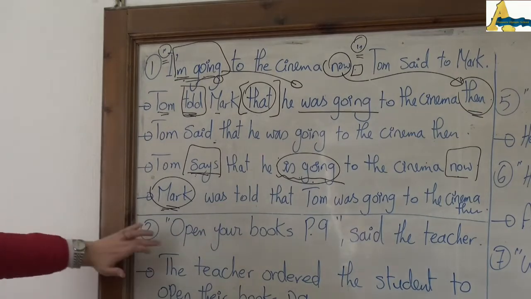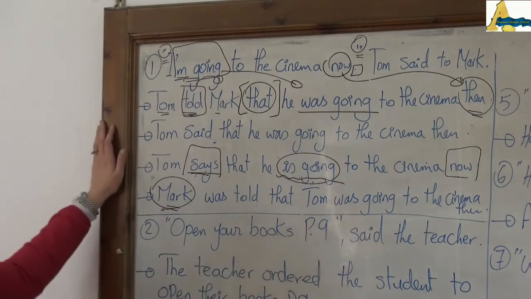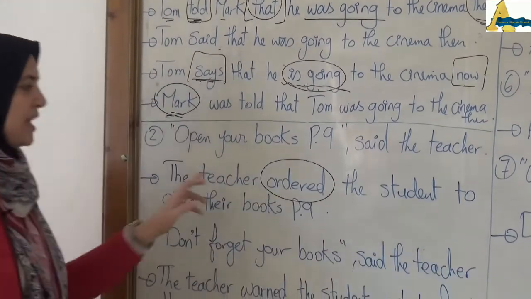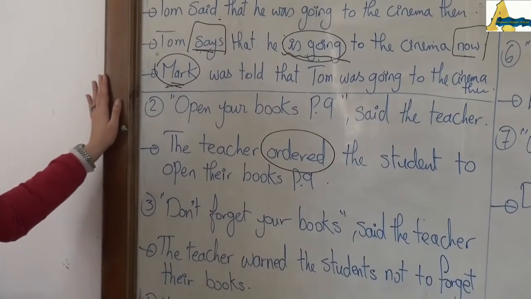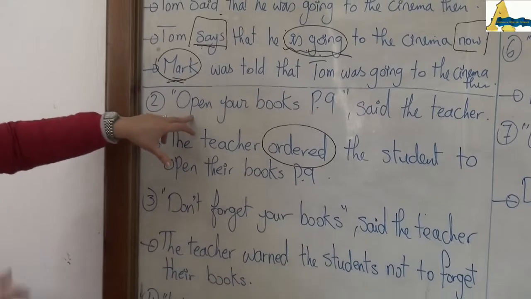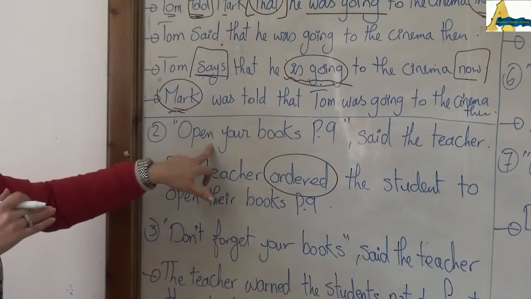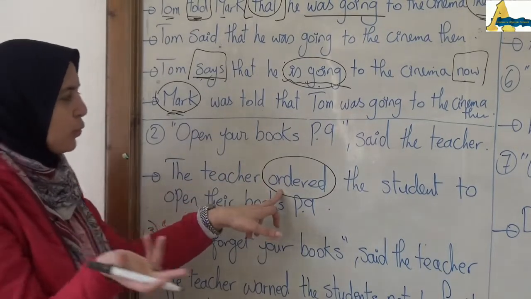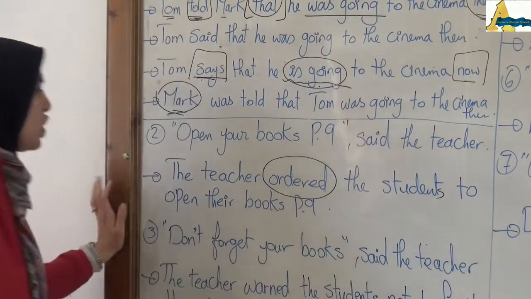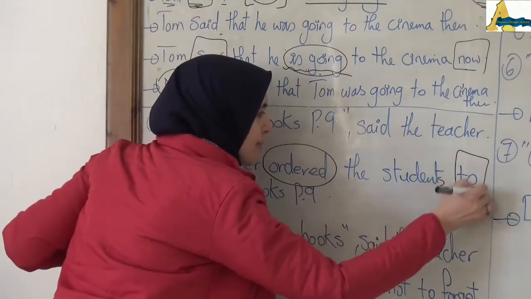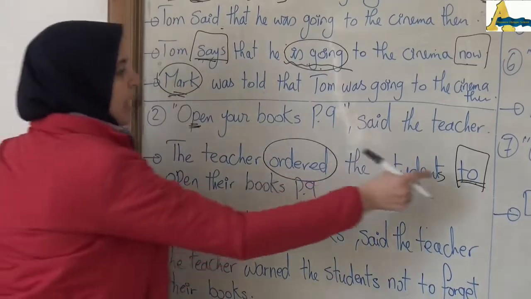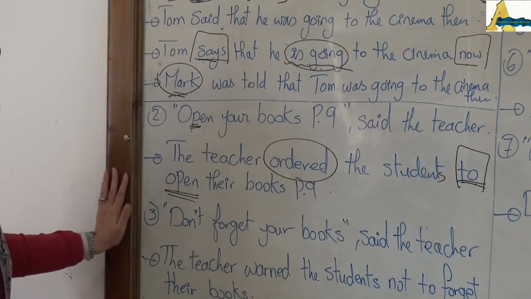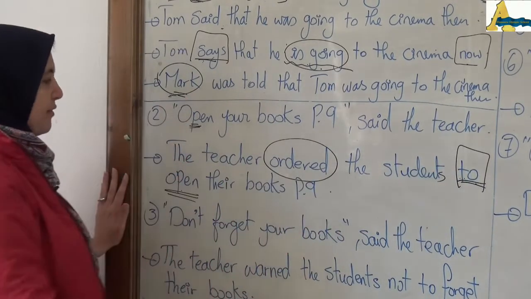Number 2, "Open your books, page 9," said the teacher. When I wanted to report it, I said the teacher ordered. So the introductory verb here is ordered. Why did I choose ordered? Because it conveys the meaning of the message carried here. Open your books, so this is an order. So the introductory verb has to suit the sentence. The teacher ordered whom? Ordered the students. Ordered them to open their books, page 9. I used the linker to, so no shifting, because the to is always followed by the infinitive.